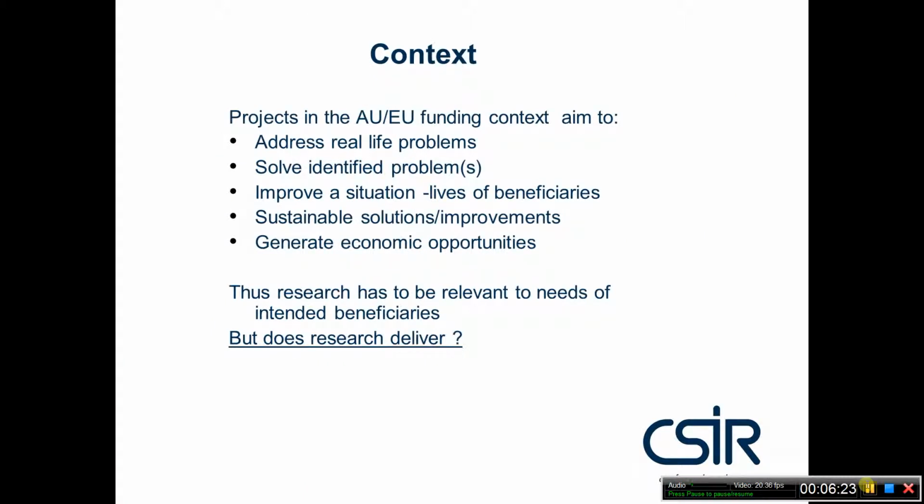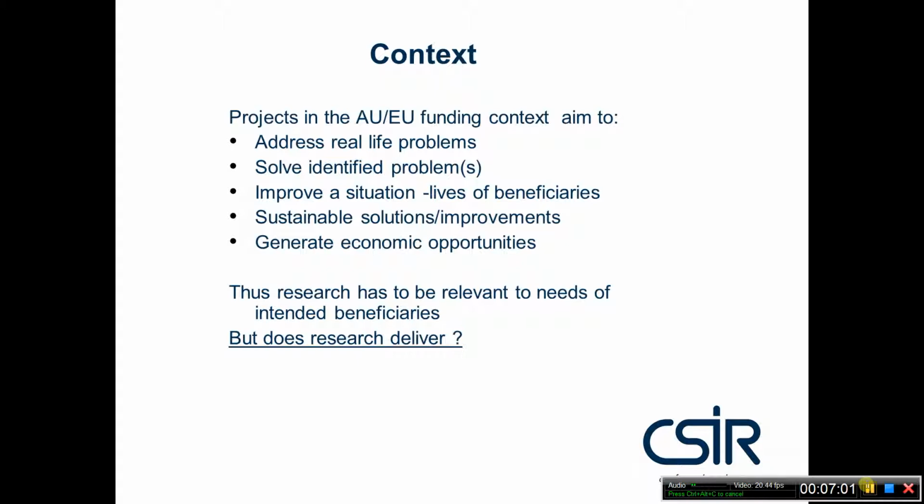In a research context, and generally in projects that are funded, for instance, by the African Union, the European Union, or by other donors, the aim is to address real-life problems and to solve specific identified problems. And generally, this is meant to result in an improvement of the well-being of the situation of the identified beneficiaries. In a context such as in this project, those would be the farmers. And then the projects are also meant to bring about sustainable solutions or improvements and to generate economic opportunities.